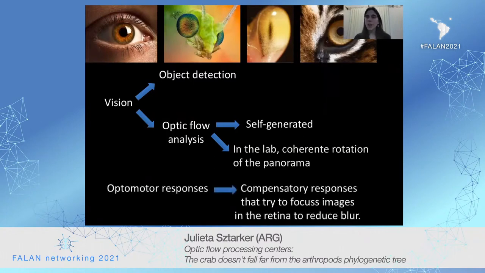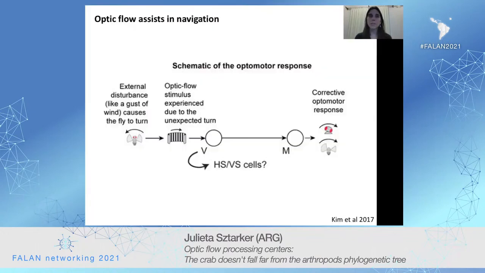The presence of a panoramic movement in the retina causes the animal to perform compensatory responses that can be driven by the eyes, by the neck, the whole head, or the body, and that try to stabilize the images in the retina of the animal to reduce the blur. These are collectively called optomotor responses. These responses also assist in navigation.